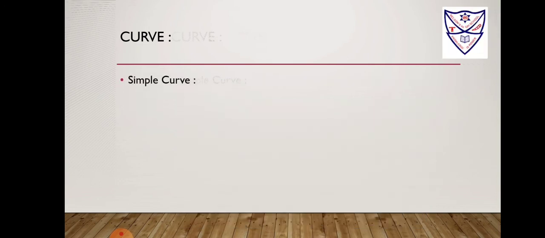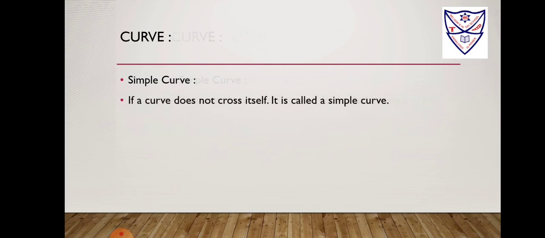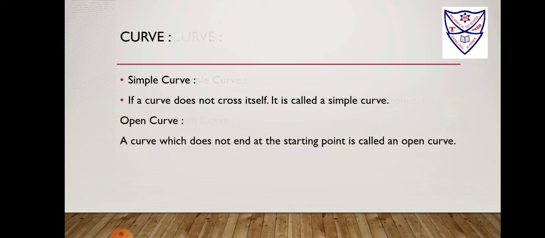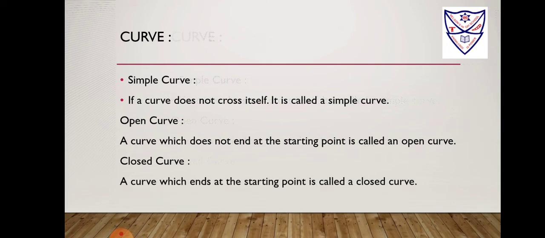Now students, what is a simple curve? If a curve does not cross itself, it is called a simple curve. What is an open curve, students? A curve which does not end at the starting point is called an open curve. Closed curve: a curve which ends at the starting point is called a closed curve.